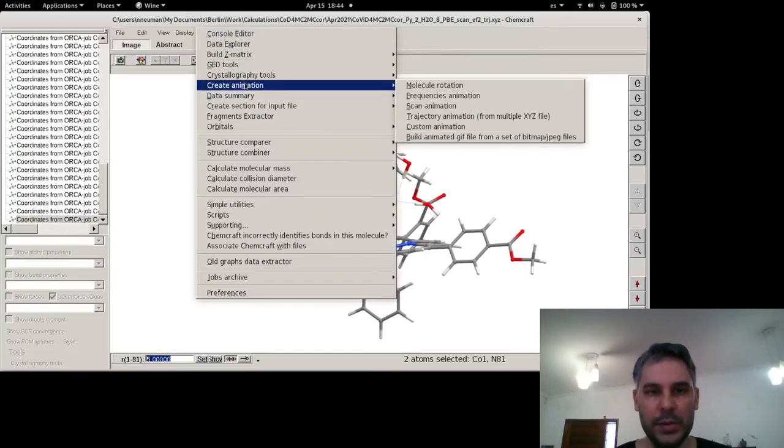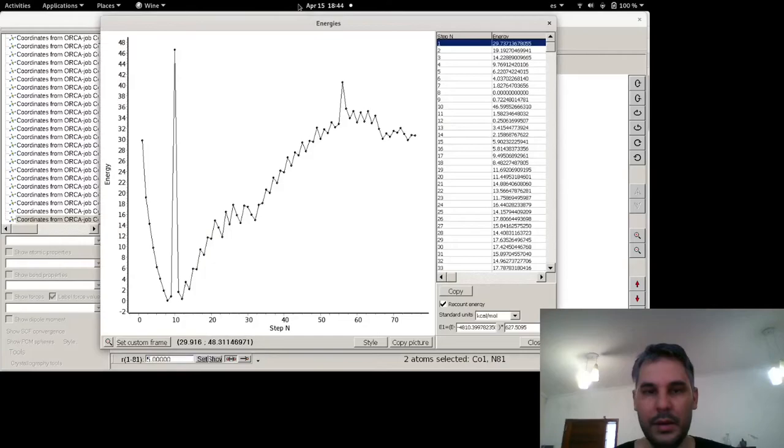So if we go to tools, data summary, energy, we can see here that at the beginning we start from a certain energy, it goes down in around 8 steps, reaches a minimum, then makes a jump. That jump is probably on the first step of the relaxed surface scan. But after this, it goes like a saw, increasing and decreasing in one step. Each increase corresponds to a new relaxed surface scan distance, and within more or less 1 cycle or 2 cycles, it's converging the geometry for each step.